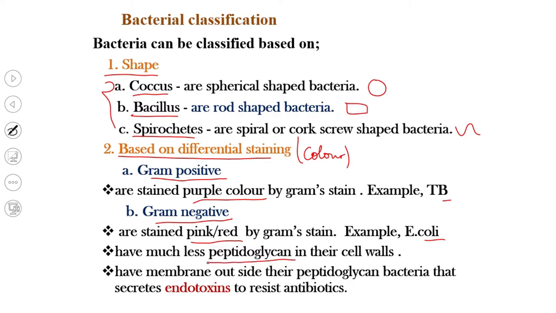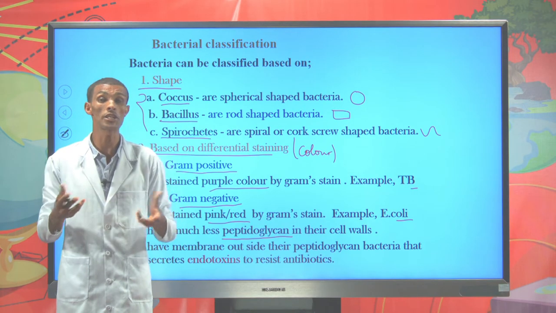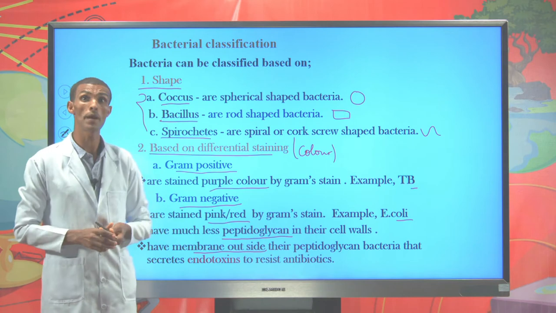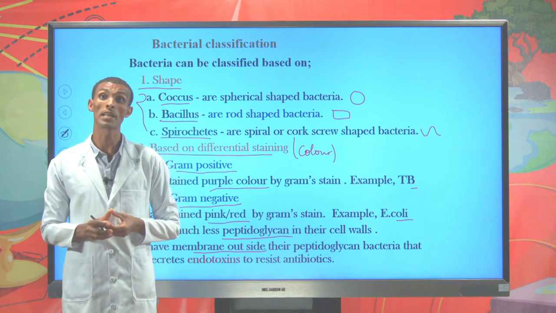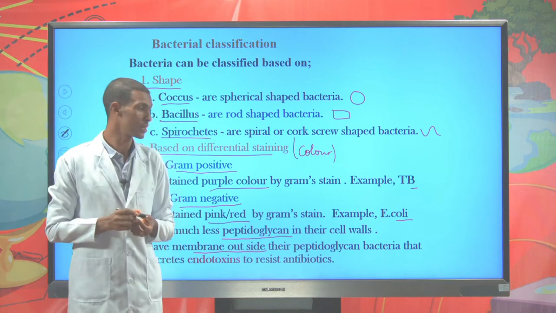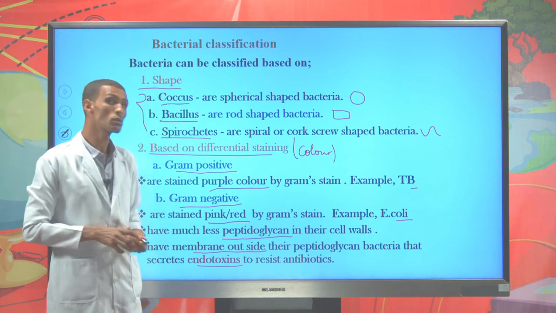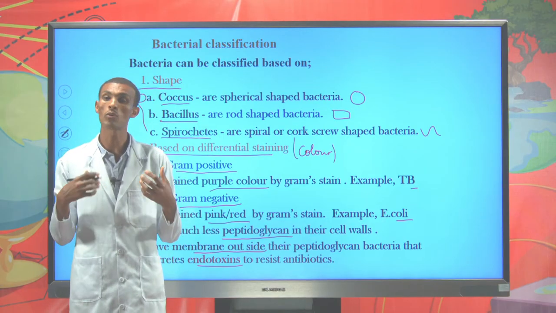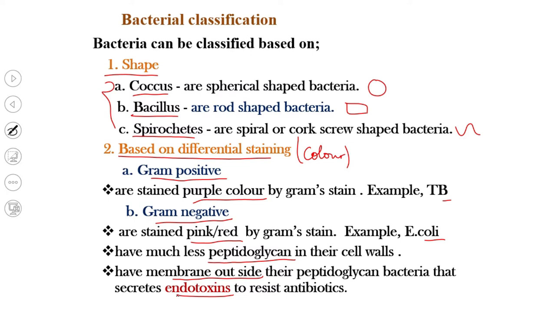Gram-negative bacteria contain less cell wall content, with a lower peptidoglycan concentration. Additionally, they have a membrane outside of their peptidoglycan that gram-positive bacteria lack. This is very important in the secretion of endotoxins against the antibiotics that act on gram-negative bacteria. So, diseases caused by gram-negative bacteria are more serious to treat than diseases caused by gram-positive bacteria, because of the presence of a membrane outside of their cell wall, which can secrete endotoxin against antibiotics applied to them.